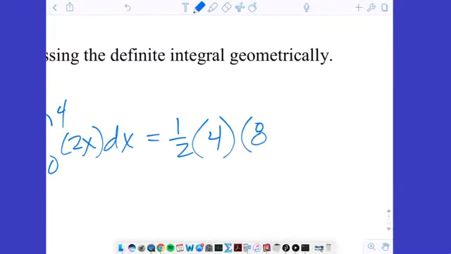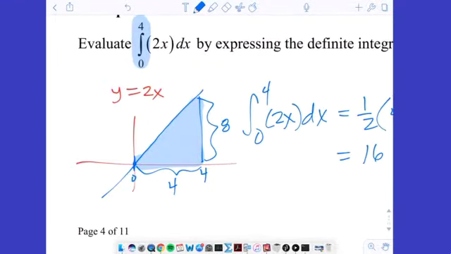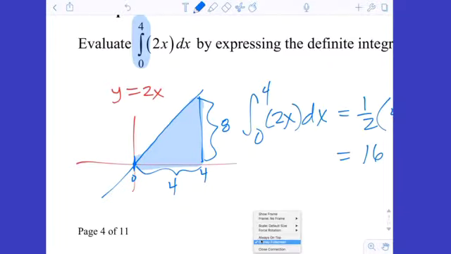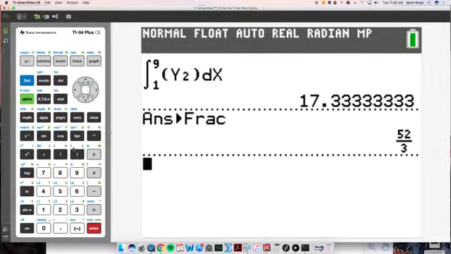So there's the height. Now you stop there on a free response, right, because you don't want to mess up a good thing. You keep going and you get 4 times 4 is 16, or 2 times 8 is 16, or 1/2 times 4 times 8 is, it's all 16. So 16 is the actual value. You think your calculator knows that? I hope so. Let's verify on the calculator. We know we're right. Let's see how good the calculator is.